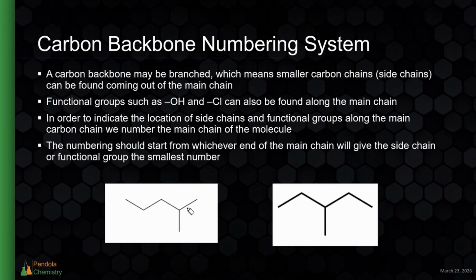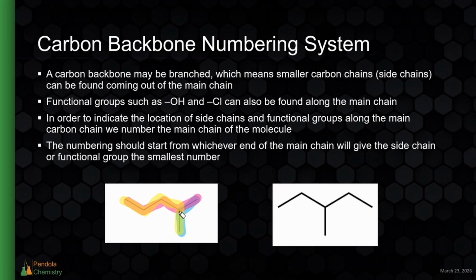So there's a few possible chains here. We have 1, 2, 3. That's a 3 carbon chain there. We have 1, 2, 3, 4, 5. That's a 5 carbon chain. And we have 1, 2, 3, 4, 5. That's also a 5 carbon chain, right? So which one's the main chain? Well, realistically speaking, it could be either of those two 5 carbon chains.